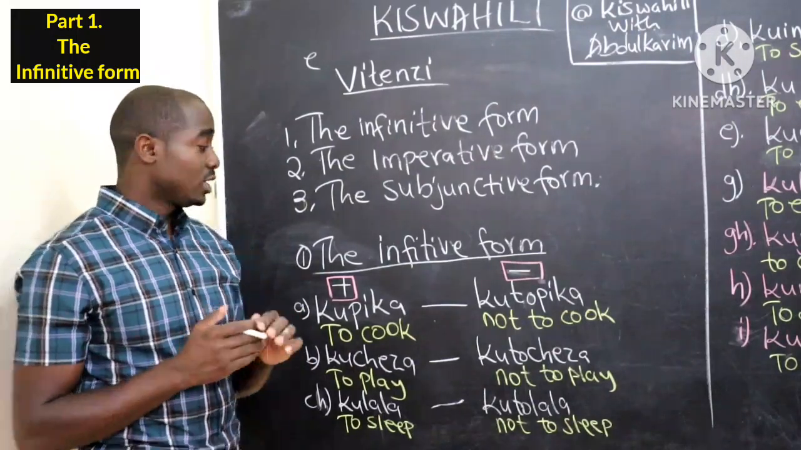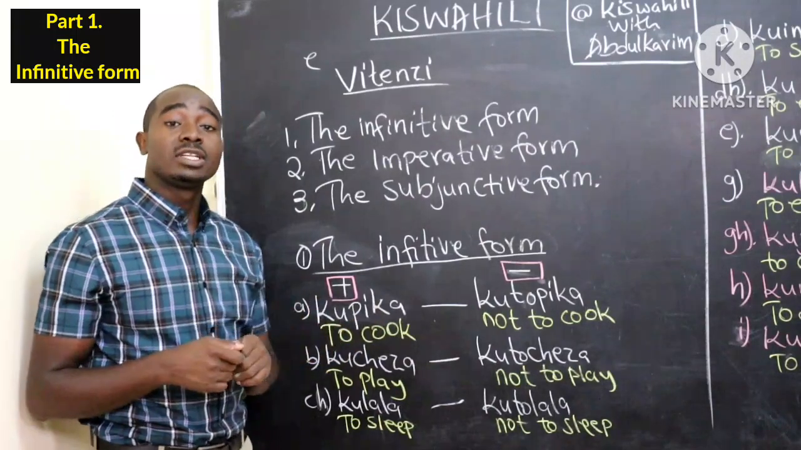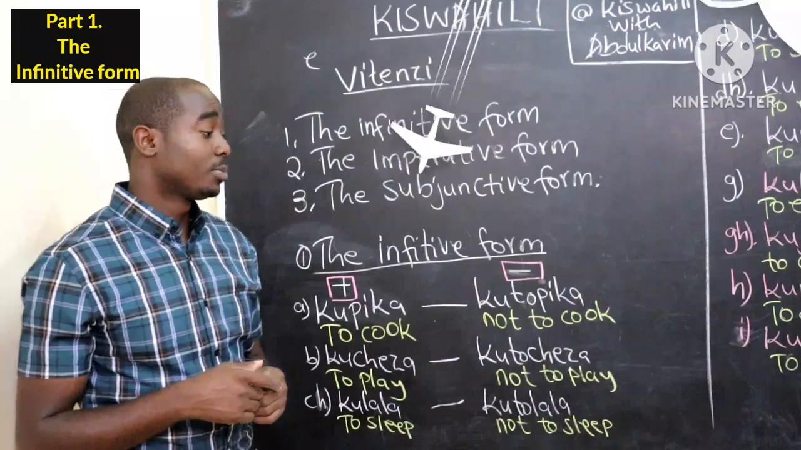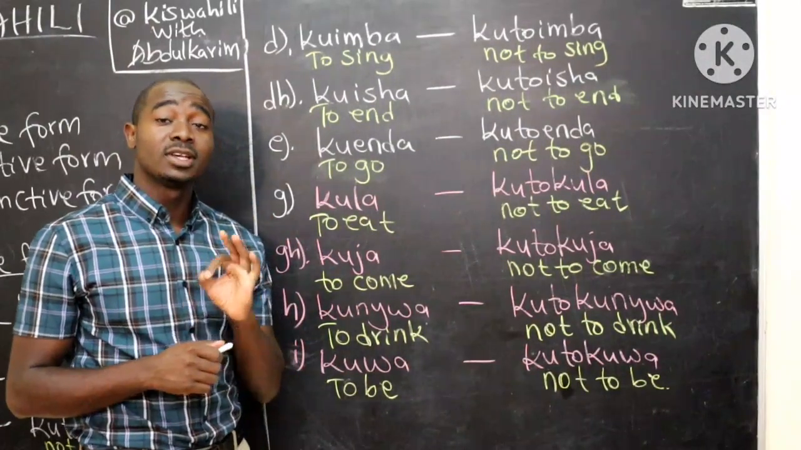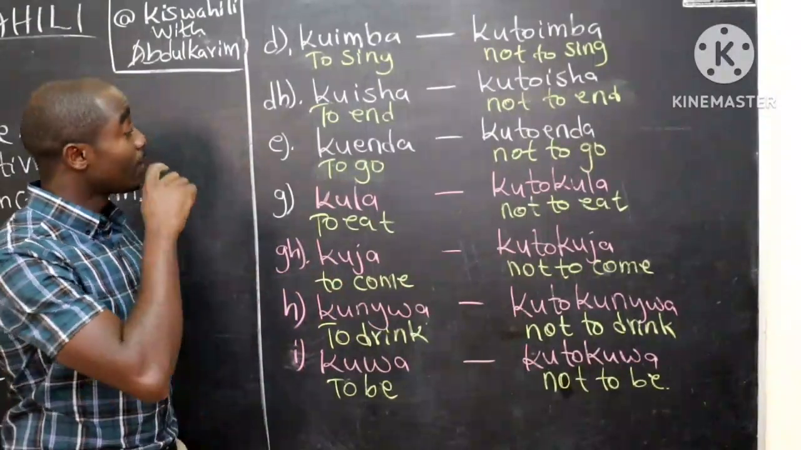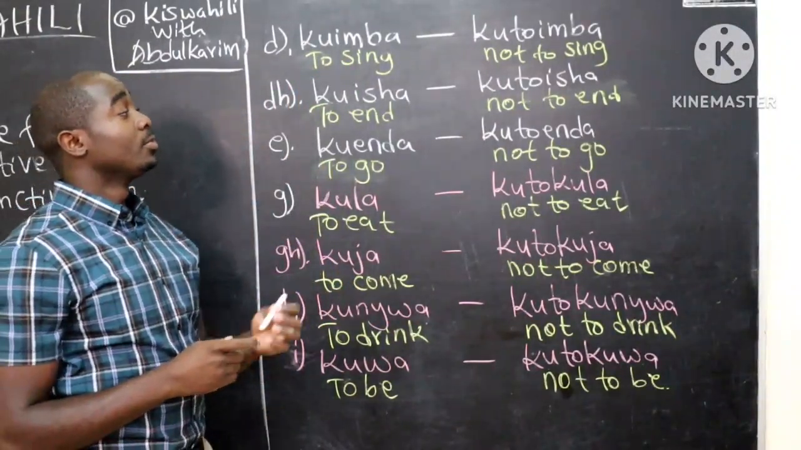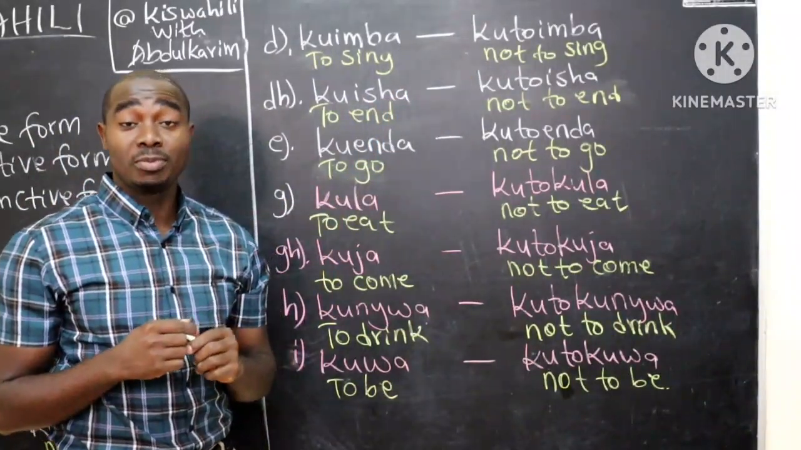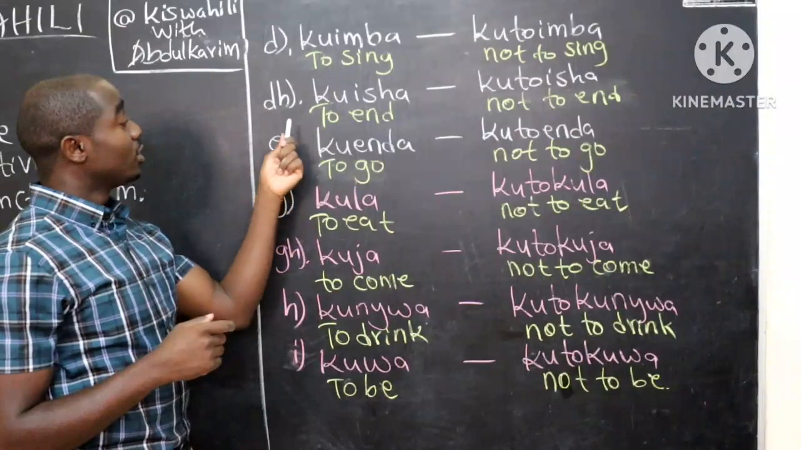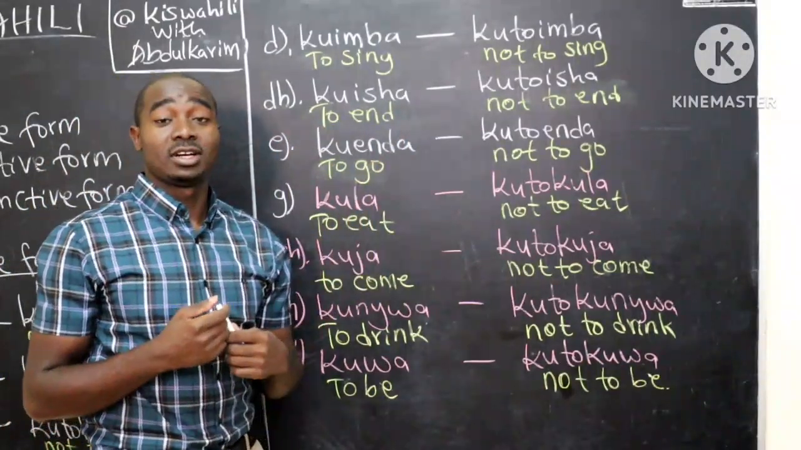Okay, so let's see other examples of the verbs in infinitive form and learn more. We have here more examples of these verbs in the infinitive form. Kuimba, the negative, kutoimba. Sawa? Kuisha, kutoisha.